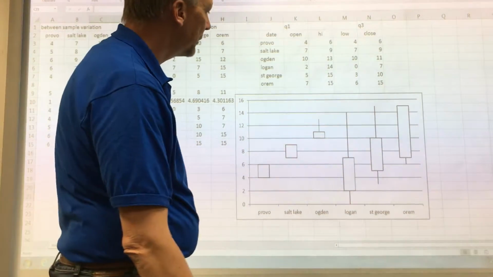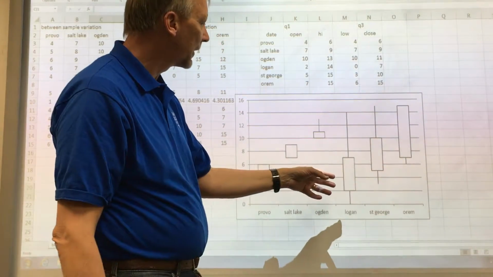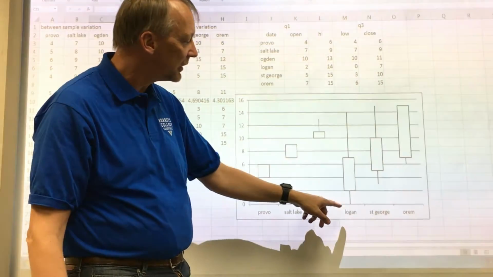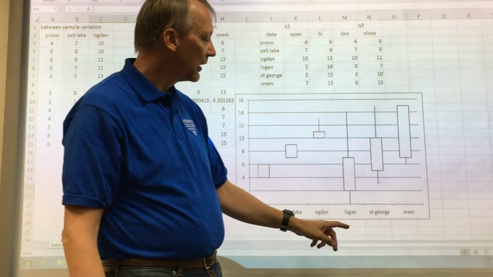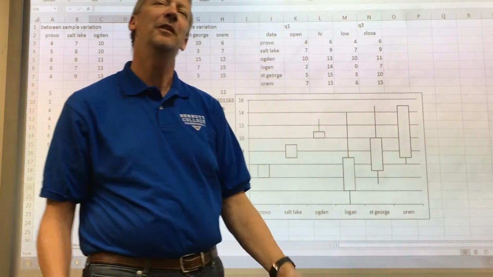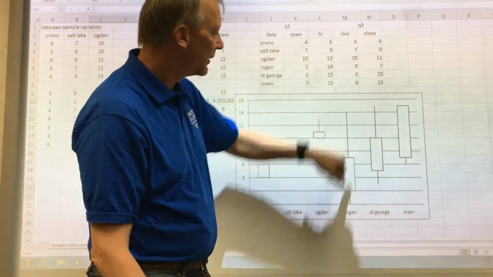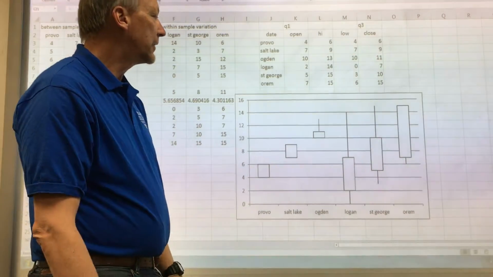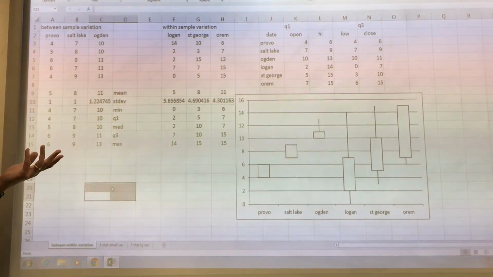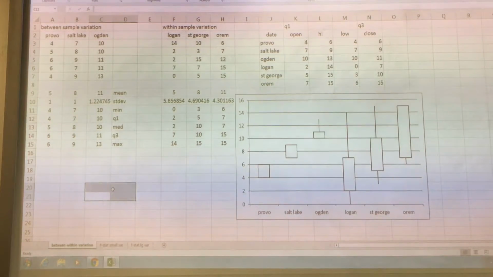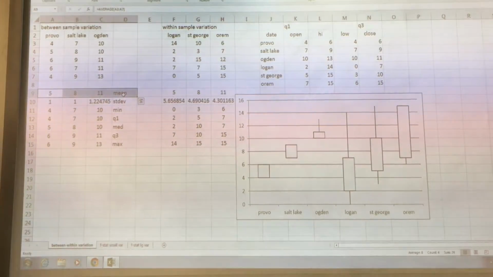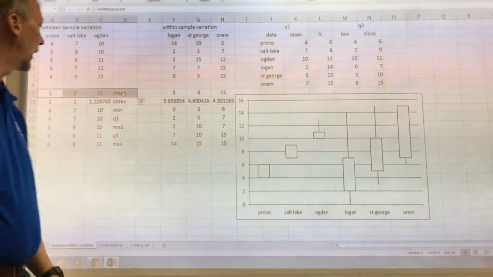The problem arises when you get to Logan, St. George, and Orem. These overlap quite a bit, so it's hard to tell if Logan's different from St. George, or if St. George is different from Orem. You might say, I think Logan's different from Orem, but I'm not sure, because there's a lot of overlap. So in order to properly compare these, we need to look at the variance, and that's why we call this the analysis of variance. As we look at these, I found the means. The means are 5, 8, and 11.